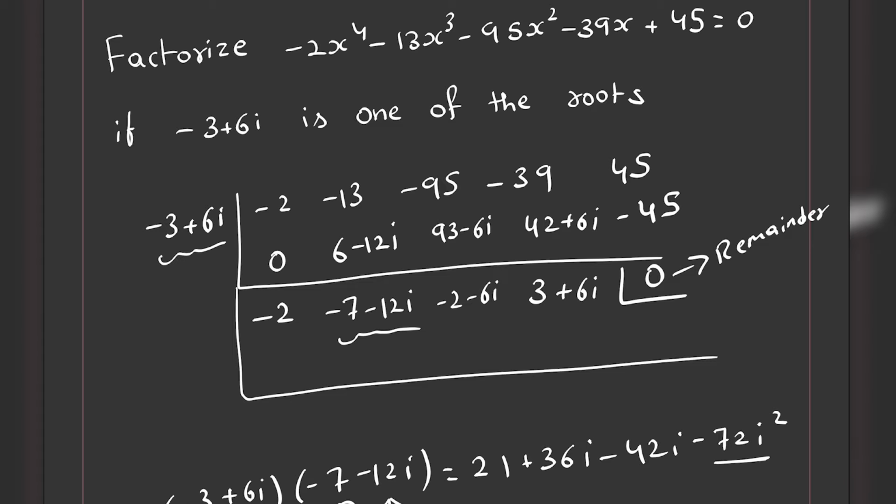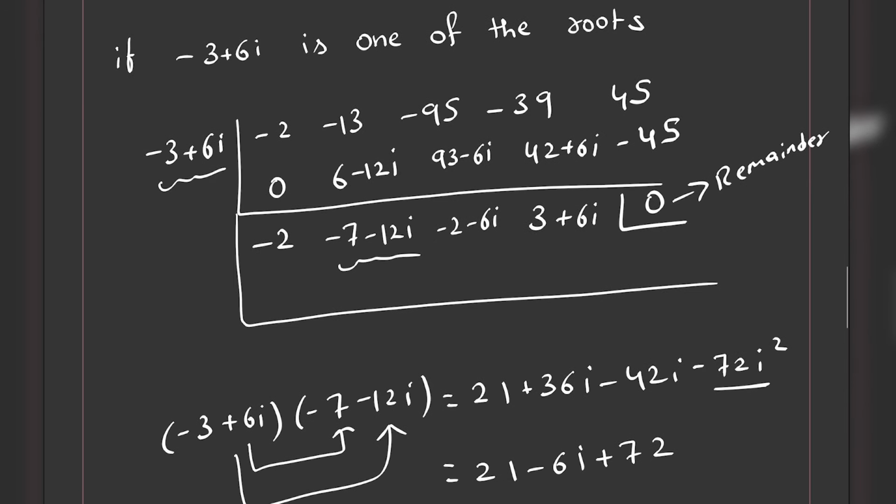Now, the thing about complex roots is, if a complex root is a solution for your polynomial, then its conjugate will also be the solution for the polynomial. So if minus 3 plus 6i is a solution, then minus 3 minus 6i, which is the conjugate for minus 3 plus 6i, will also be a solution. So we will apply the same process, synthetic division, for minus 3 minus 6i. Okay, so let's do that.